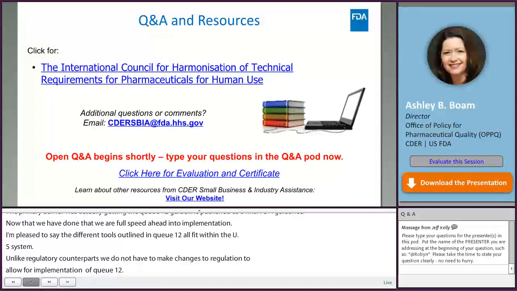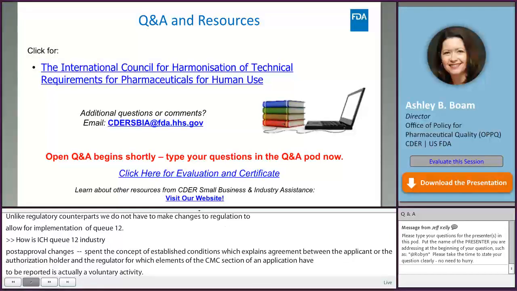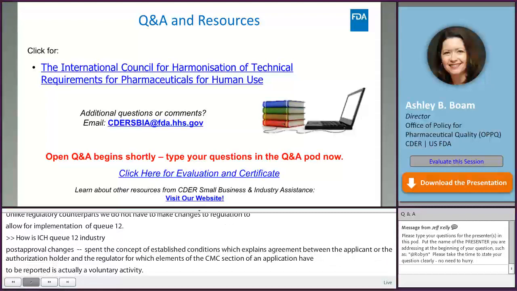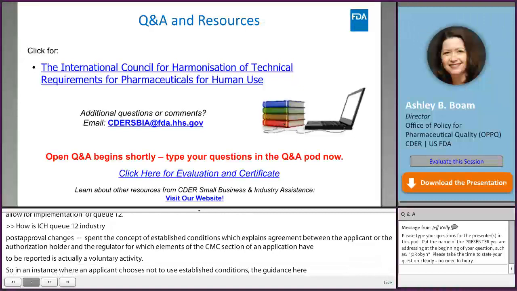Thanks, Brenda. So the concept of established conditions, which explains and becomes an agreement between the applicant or the authorization holder and the regulator for which elements of the CMC section of an application have to be reported if changed, is actually a voluntary activity. So in an instance where an applicant chooses not to use established conditions, the guidance here on post-approval changes to an approved ANDA or NDA or any of our existing SUPAC guidances are still applicable to guide applicants in determining the appropriate approach to submission of post-approval changes.